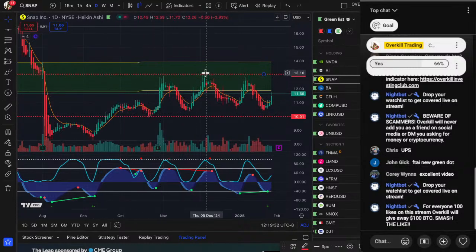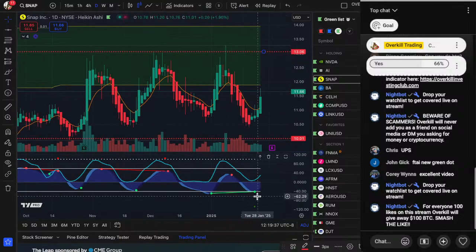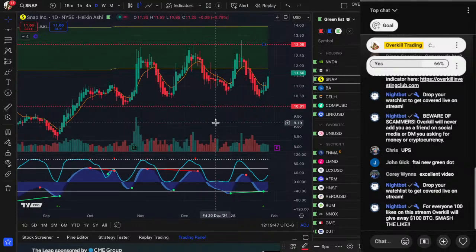Up, down, up, down, up, down. So my entry on Snap was down here. And again, I'm buying Snapchat because I believe in the company as well, the fundamentals of the company. Okay, they have 300 million active users or something like that. And I mean, they're just a huge company.